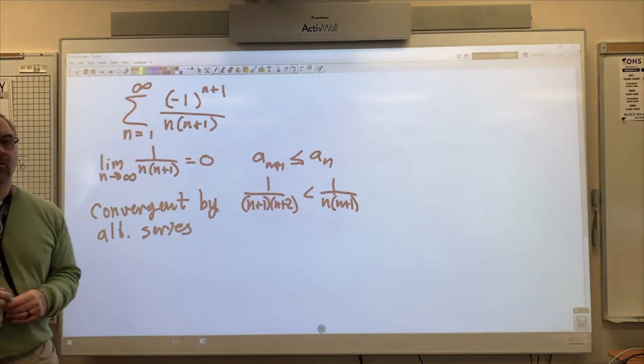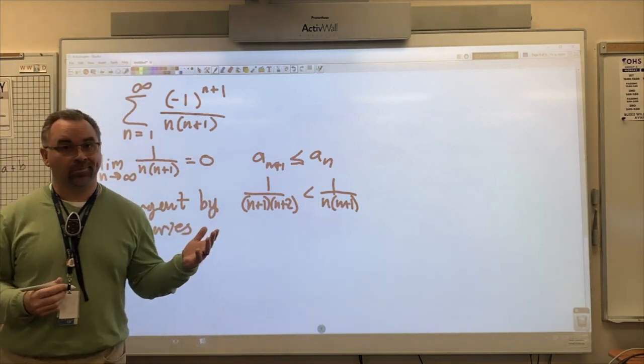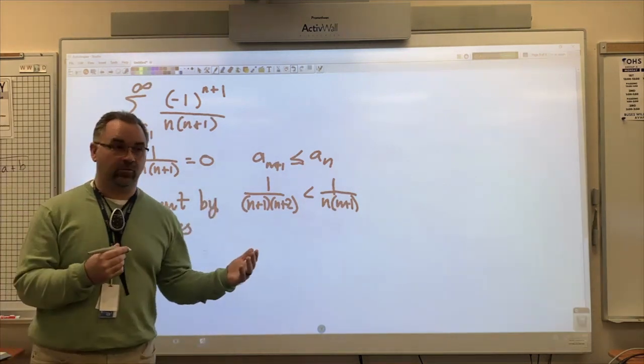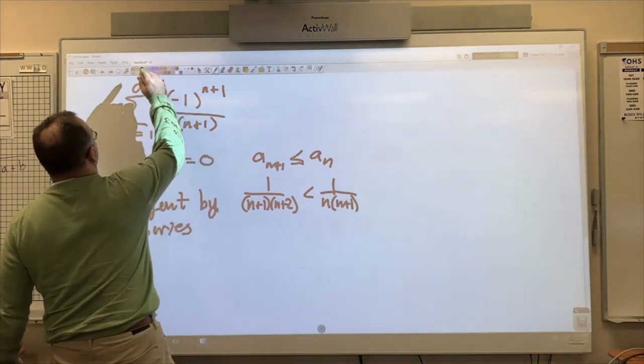Okay, what about the other endpoint? What if x is positive 1? Let's go to a different color.